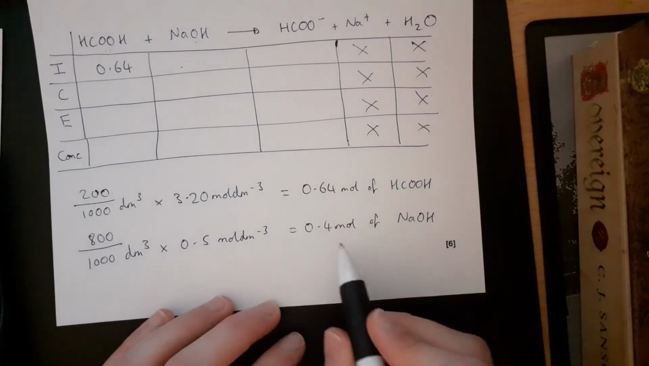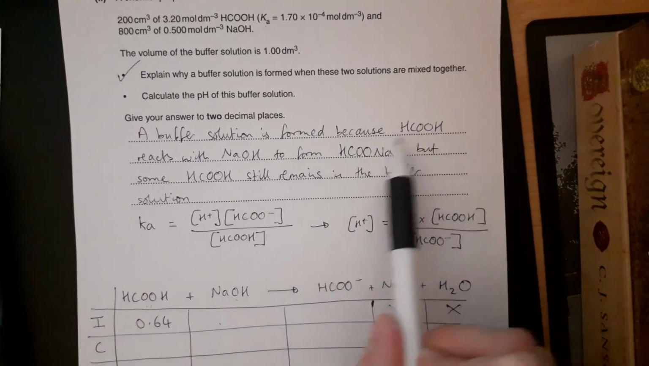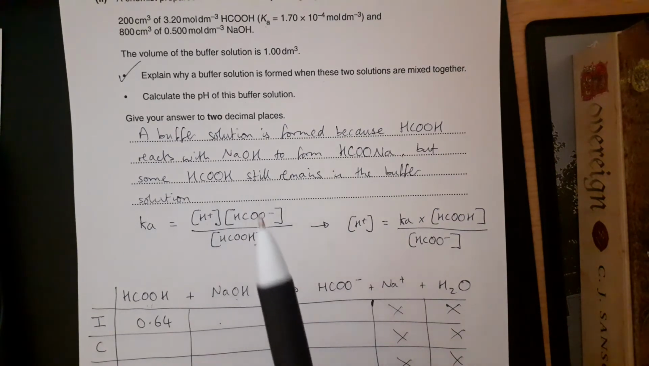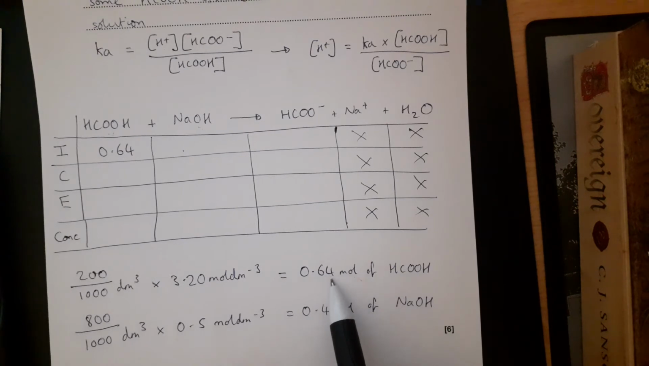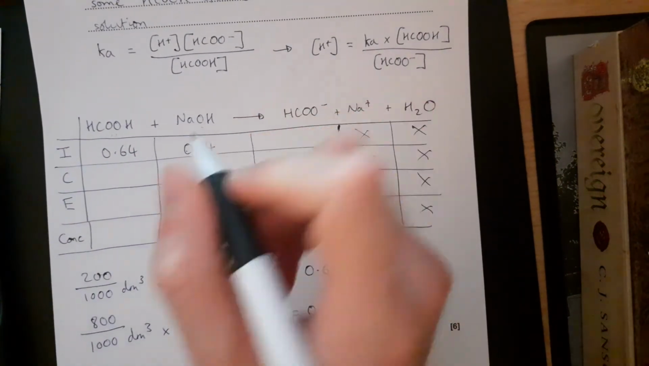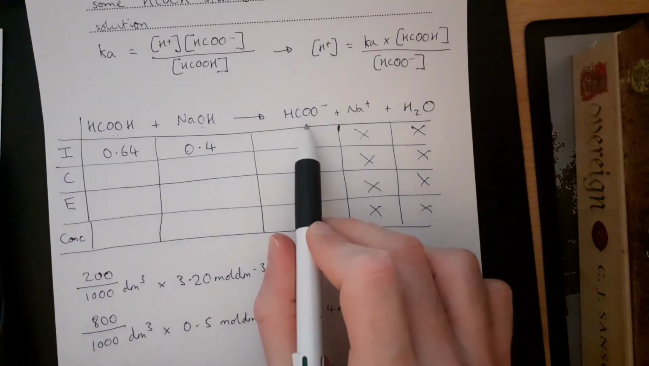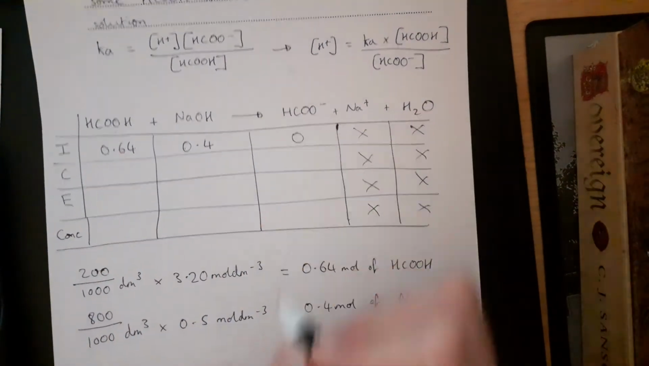This is good. This should definitely be lower, because do you remember we said up here in this wordy bit that when these two react together, there's still some methanoic acid left over, which is what we've shown. We've got more moles of methanoic acid. We had an excess, so that's good. That suggests we've done that right. So we know how much we had to start with, and we didn't have any methanoic ions to start with, because we just had these two things reacting together. So this would have started at 0.